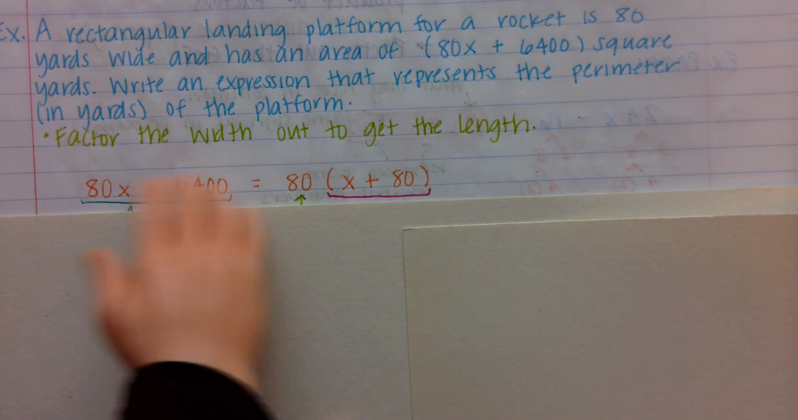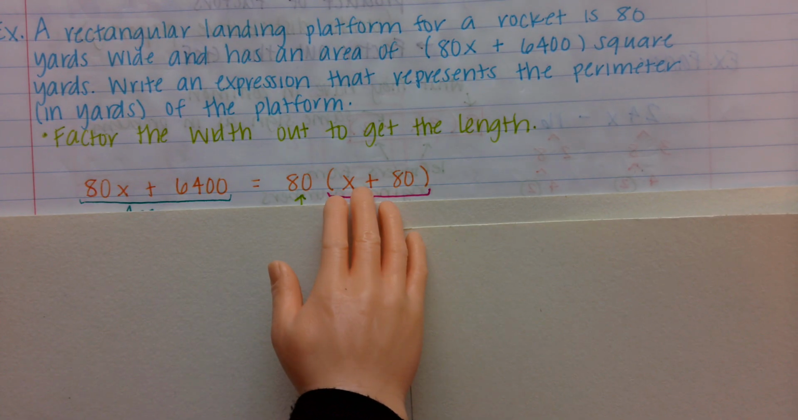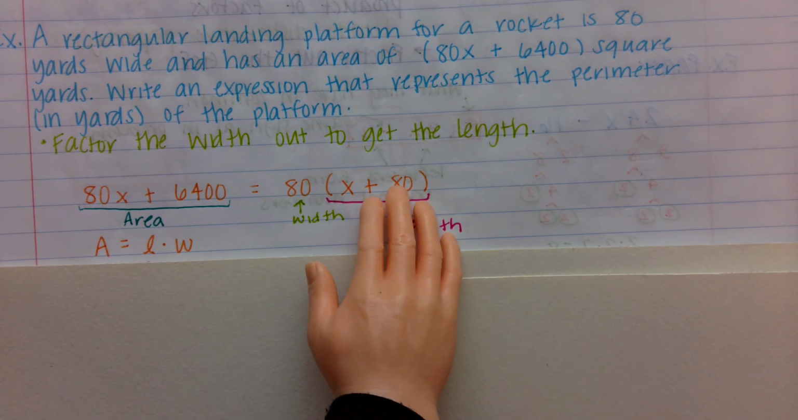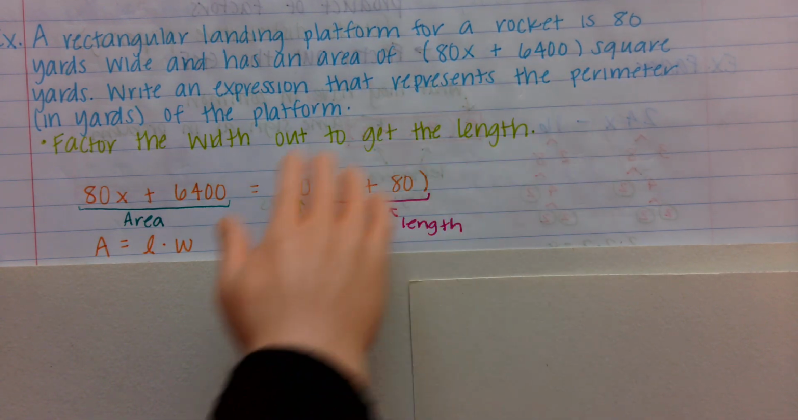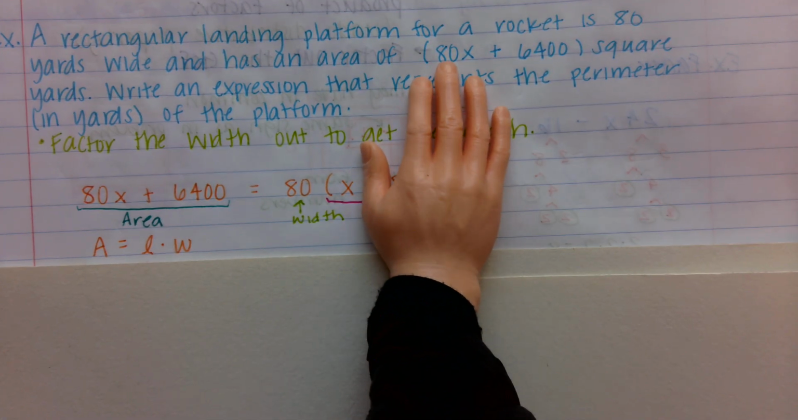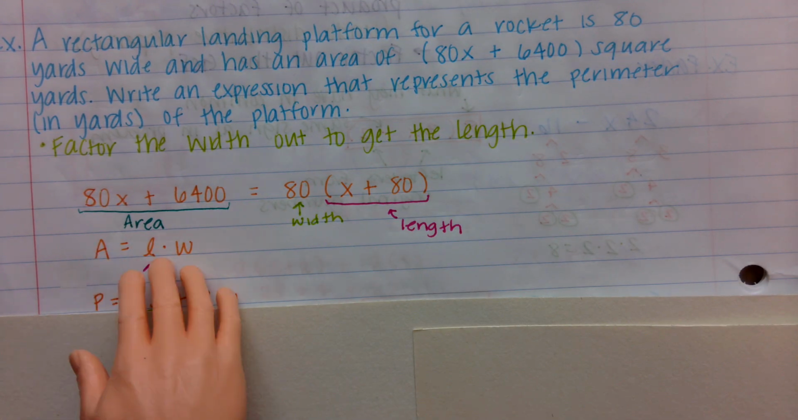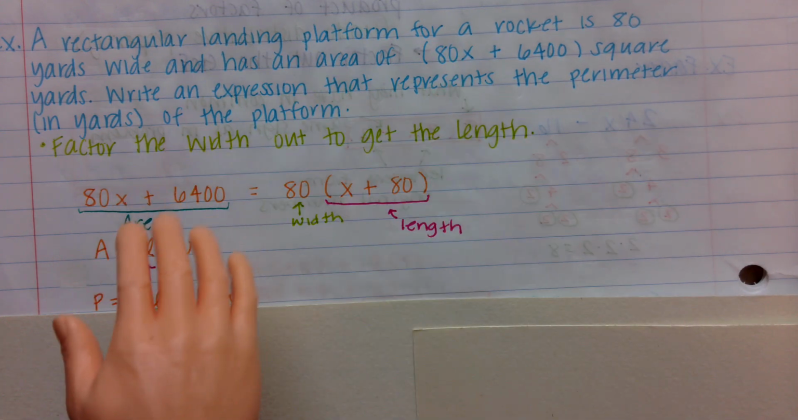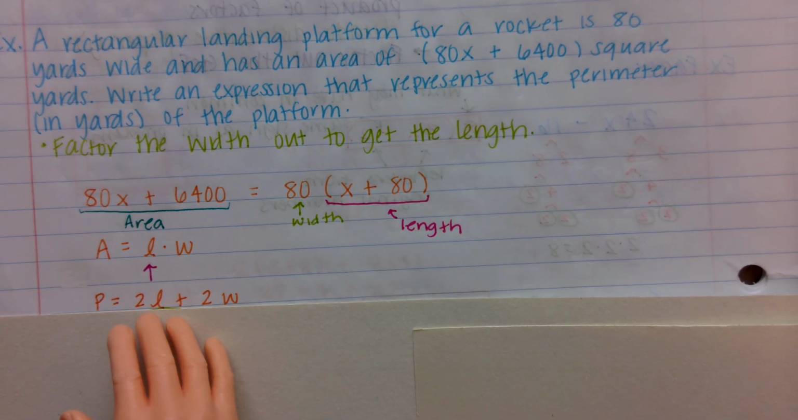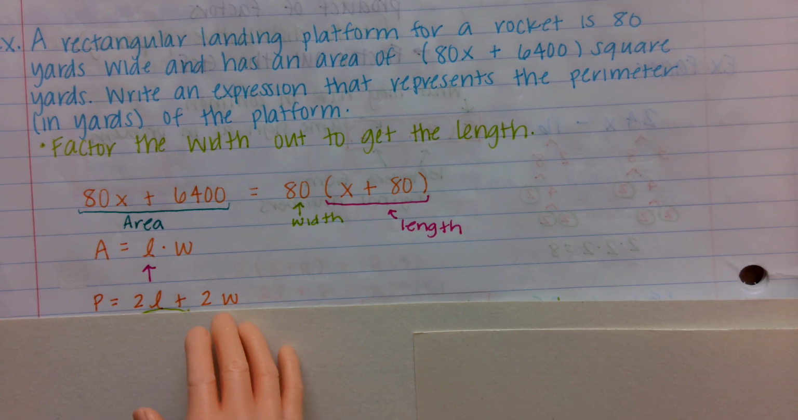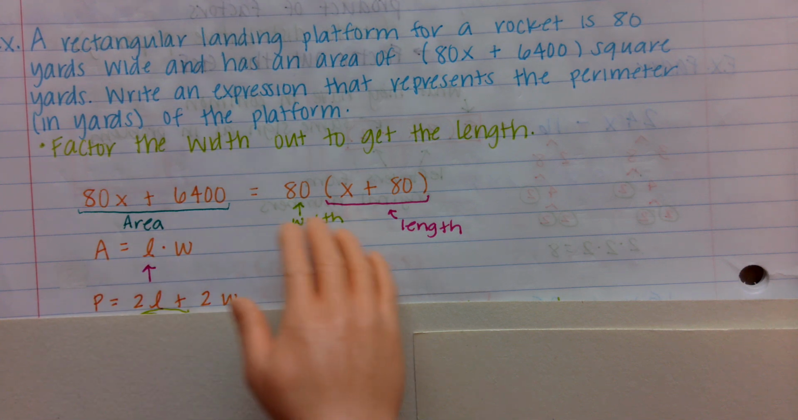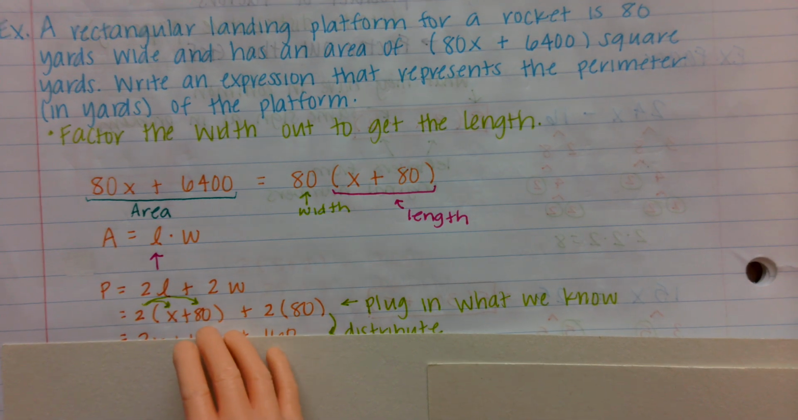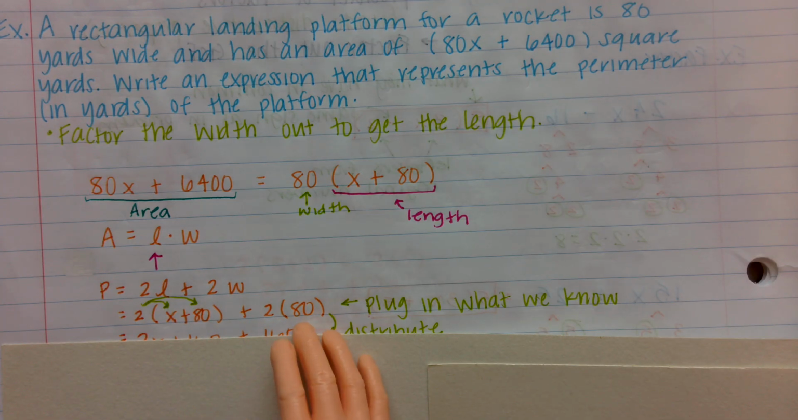So if I have area is length times width, I factor out 80, and 80 times 80 is 6,400. 80 times x is 80x. So the area is length times width, but it asked me about the perimeter, and so we need to get perimeter, which is 2 times the length plus 2 times the width. So plugging in length and width here, I would get 2 times x plus 80 plus 2 times 80.